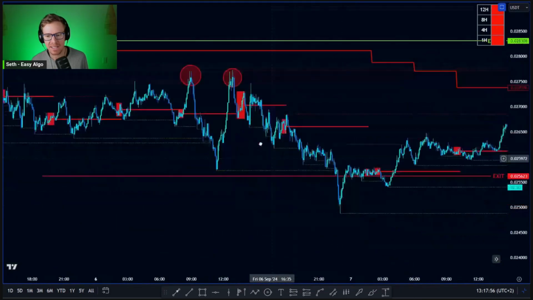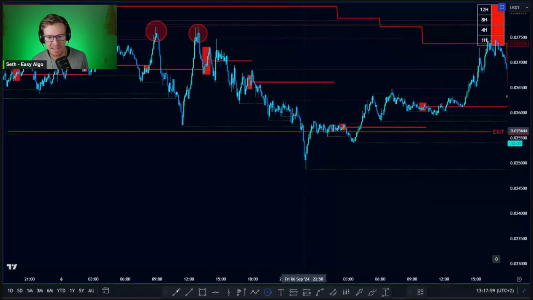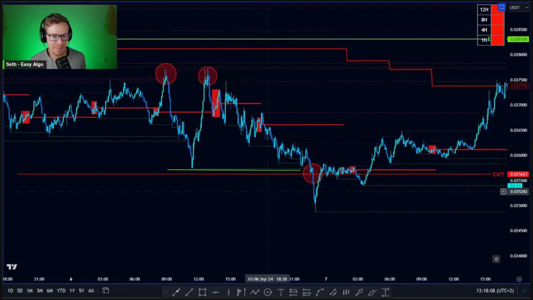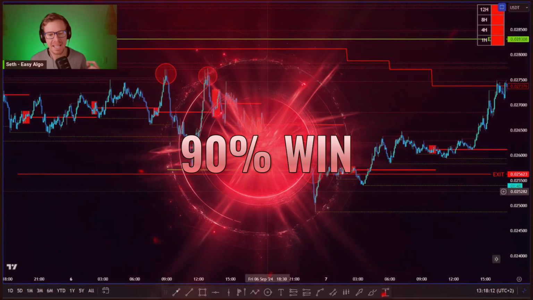And this is where I exited my trade over here, exactly at this level. I was targeting a liquidity line on the higher time frame, which is roundabout here. And as it broke through that, I ended up exiting my trade and walking away with a nice 90% profit.